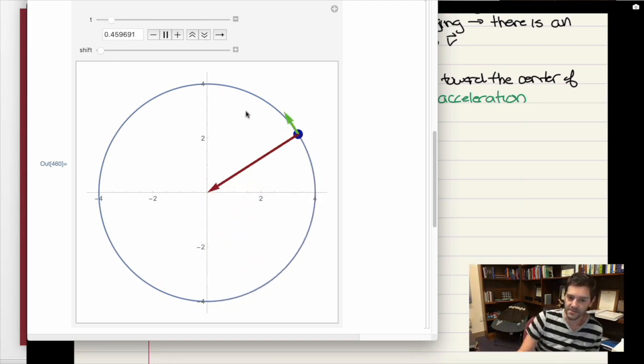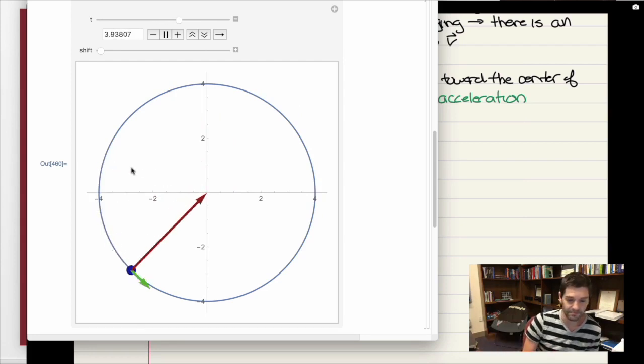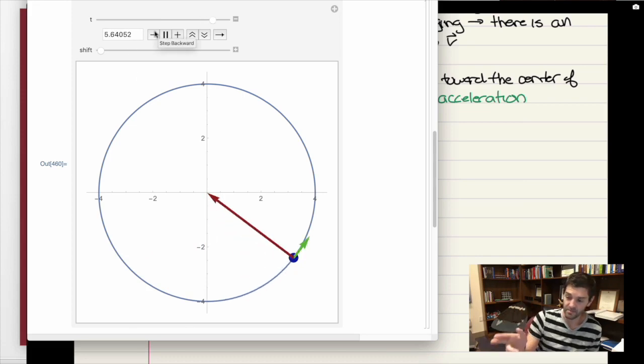So this is center-seeking motion, an acceleration that always points towards the center of some circle, and your velocity is restrained to always be perpendicular to the circle. In that case, as a result, since they're perpendicular, the velocity does not change in magnitude, but it is always changing in direction.